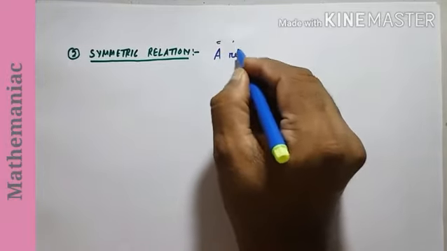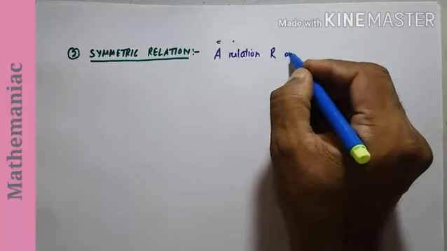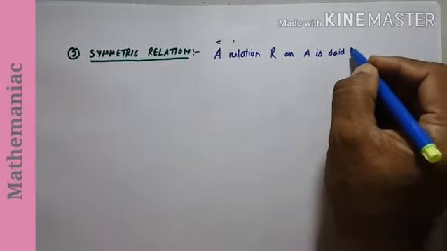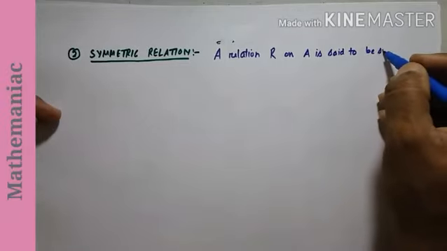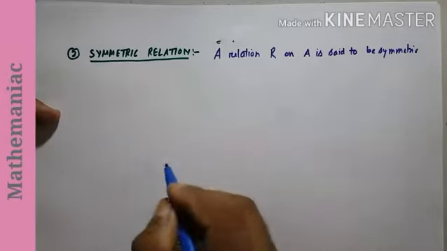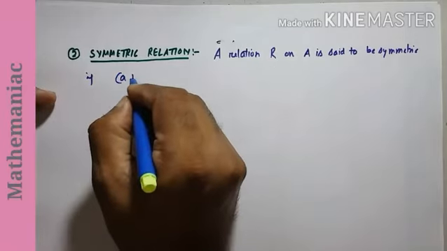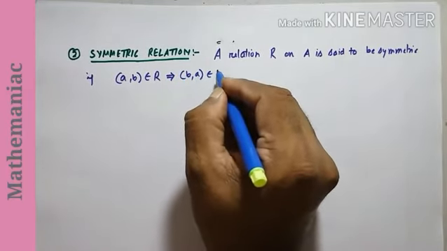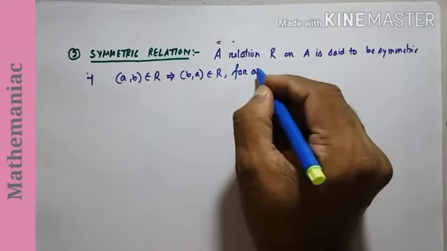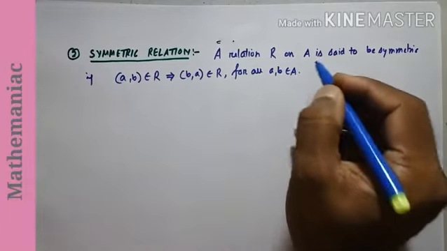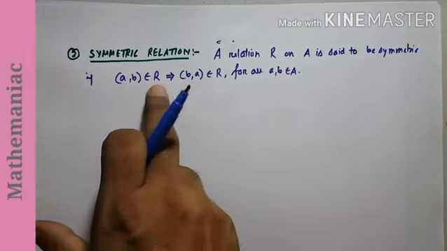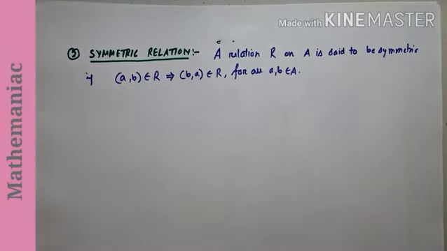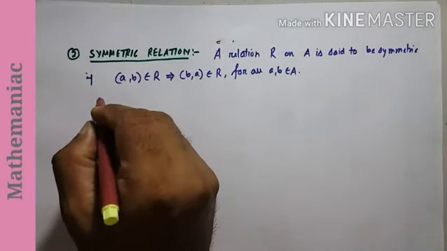A relation R on A is said to be symmetric if (a, b) belongs to R implies that (b, a) also belongs to R, and this should happen for all a, b belonging to A. That means for a, b belonging to A, if (a, b) is in R, necessarily we should have (b, a) in R. If this is the case, then we say that this kind of relations are symmetric. Now let us pick up some examples.